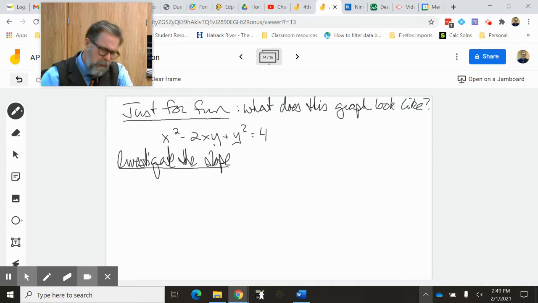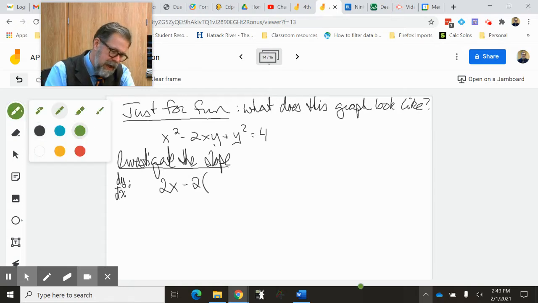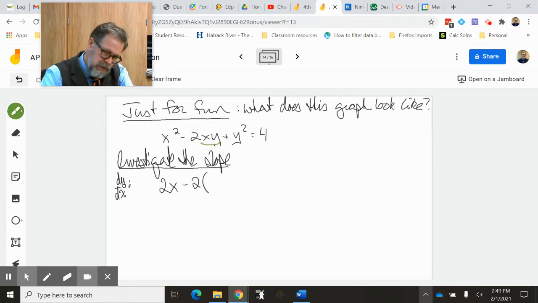Okay, hopefully you've got an answer. Let's see if you got the same thing that I'm about to get. So implicit differentiation, I've got 2x. Here, let me write my little dy/dx off to the side, just to keep track of what I'm doing. Minus 2 times, well, what have I got here? I have a product rule. So I'm going to let u equal x, v equal y. The derivative of u is 1. The derivative of v is the derivative of y.